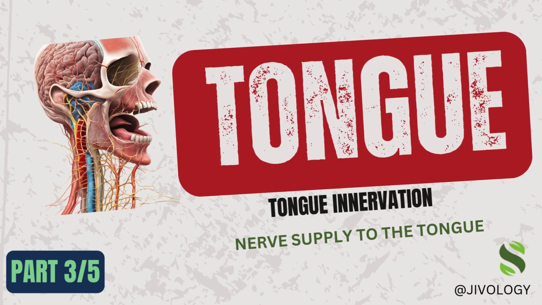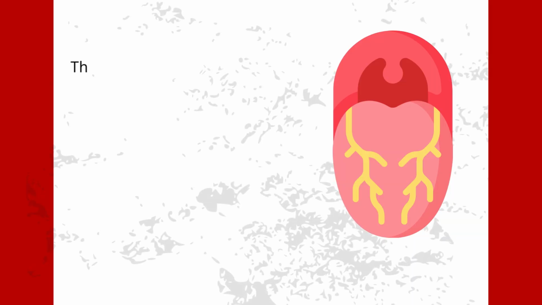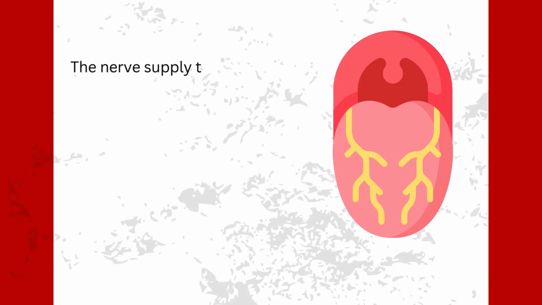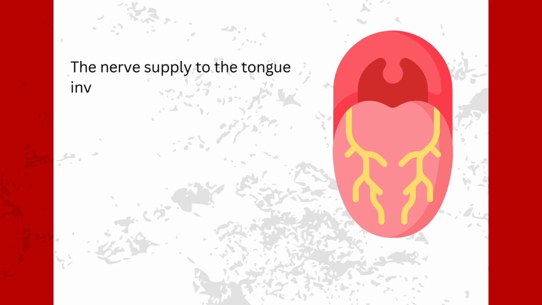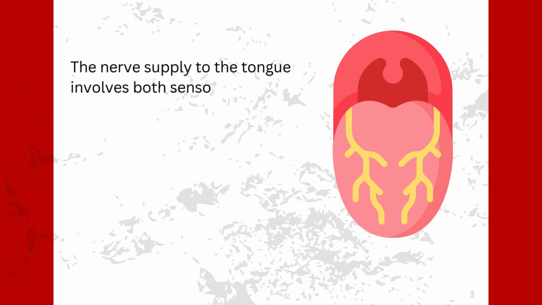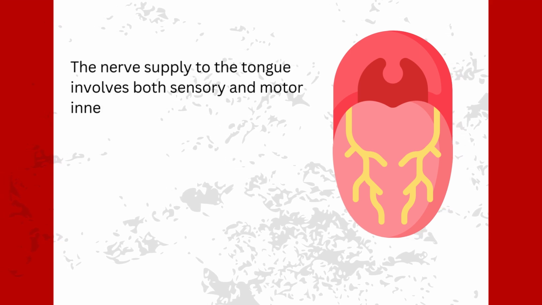Have you ever considered the complex neural pathways that allow you to taste your favorite food, feel pain when you accidentally bite your tongue, or experience the burning sensation from a hot drink? Or how does your tongue seamlessly coordinate movements? All of these functions rely on a precisely organized network of cranial nerves. In this video, we'll break down the innervation of the tongue, making it easier to understand and remember.